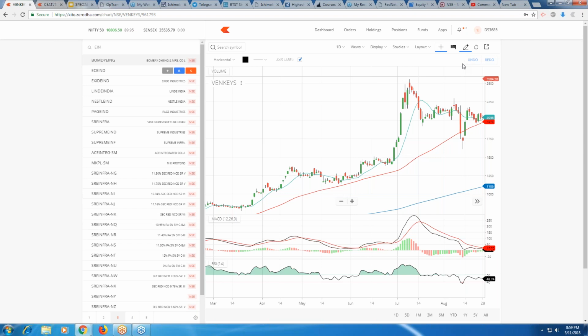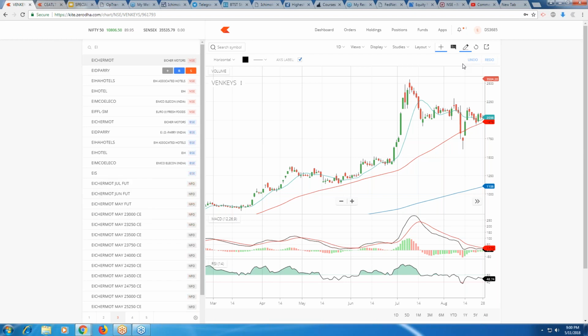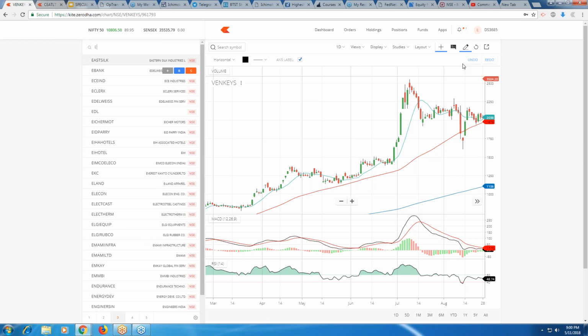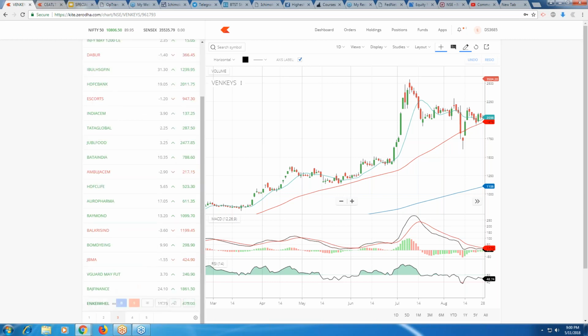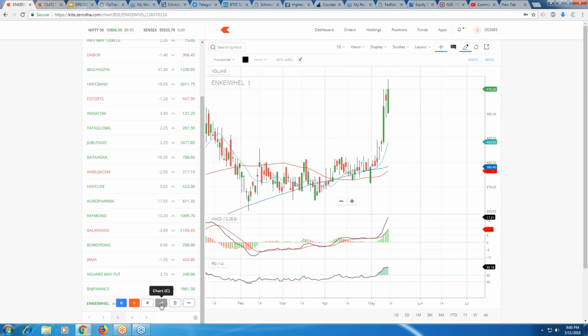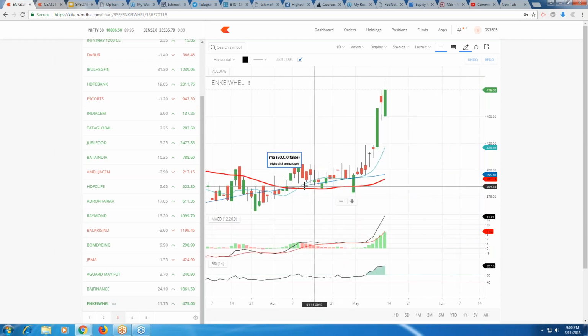So this stock has also broken out with a lot of support. It has gone up. ENK. It's not EIN. It's ENK. See here, the moving average has taken a support, right? Moving average has taken a support.